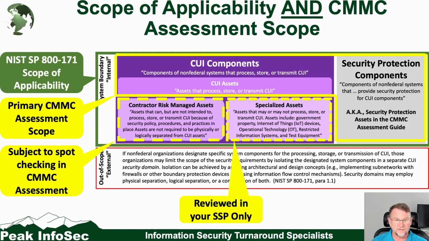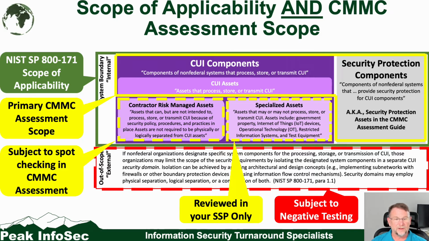Now, specialized assets, we're only going to be reviewing that in your system security plan to make sure you've applied controls appropriately. Now, here's the twist. Most people do not realize just because you've moved something out of scope does not mean it's not subject to evaluation. You're actually subject to negative testing. Classic example is your guest wireless. It is my job to make sure that, yes, you have put logical isolation controls in. As we go through the other ones, I will be doing some level of negative testing to make sure your out-of-scope assets really are out of scope.